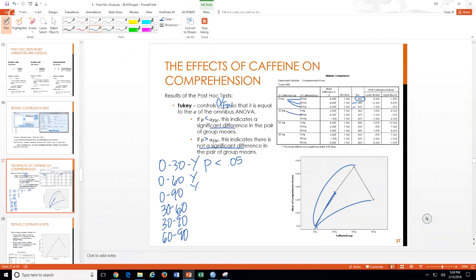What about the 30 to the 60? What about this group difference? Is that one significantly different? Yes. What about 30 to 90? Is that one different? No. But notice it doesn't look a whole lot different in terms of its actual value on the comprehension score. And then let's see, 60 and 90 is the only one we have left. This one here. And is that significantly different? Yes. So that's where we can look at and evaluate each of the pairwise comparisons from that multiple comparisons test.